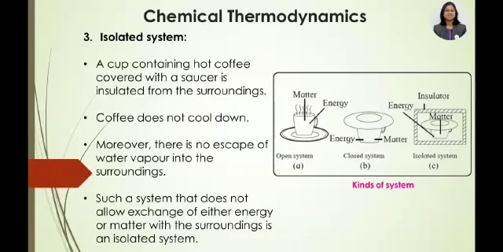Here, students, the best example that can be quoted is the thermos flask. If you pour hot tea or coffee in a thermos flask, the tea or coffee remains hot inside the flask. So, this is an example of an isolated system.